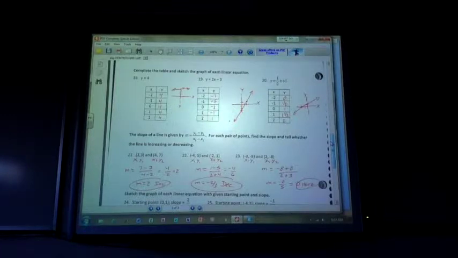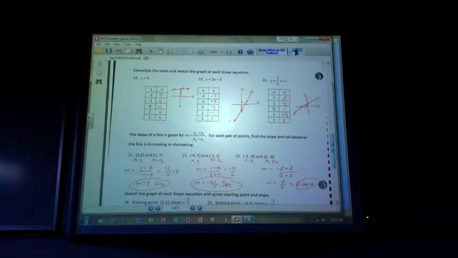And then number 20, if you plug negative 2 in, you get 0 out. Negative 1 in, you get half out. Plug 0 in, you get 1 out. Plug 1 in, you get 1.5 out. Plug 2 in, you get 2 out. If you were to plot your points, they're going to, again, give you a line that is rising, okay, positive slope.